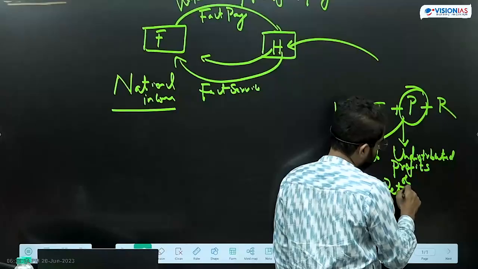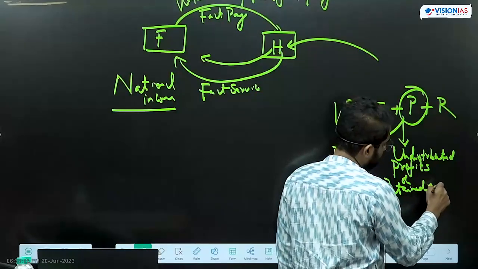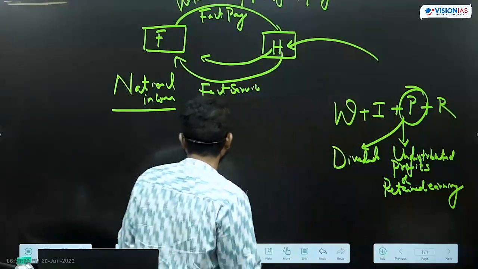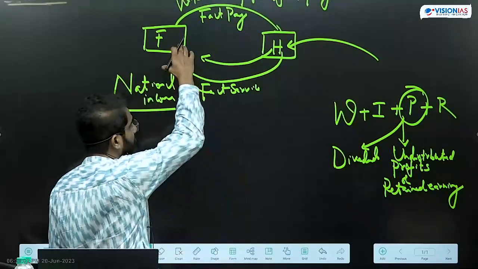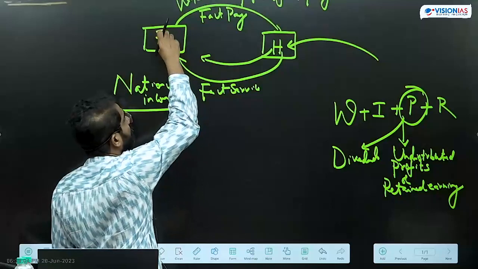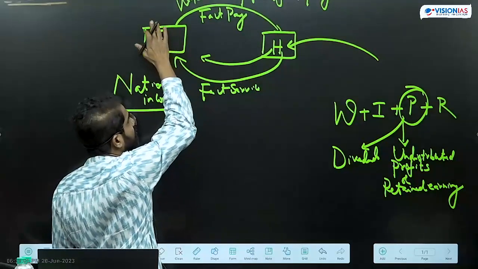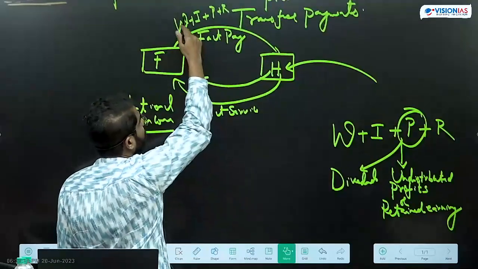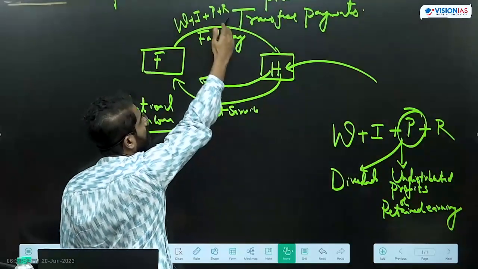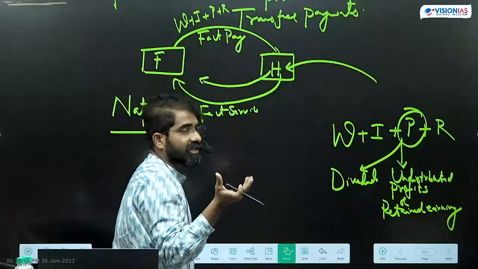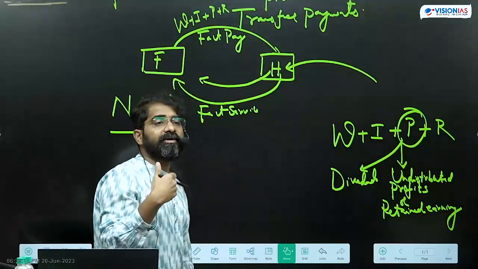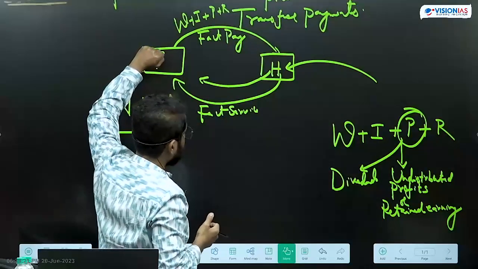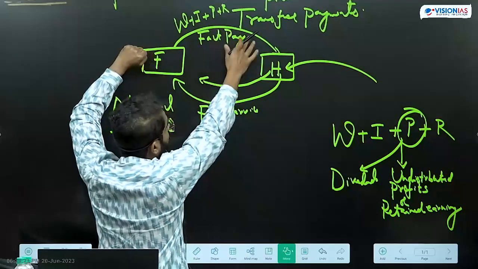Profits or retained earnings. The meaning of retained earnings, or undistributed profit, is that the factory is keeping the profits with itself and is not distributing them in the form of wage, interest, profit, or rent. So this is something that is retained by the factory, maybe for the future. This profit which is retained by the factory is called the undistributed profit.